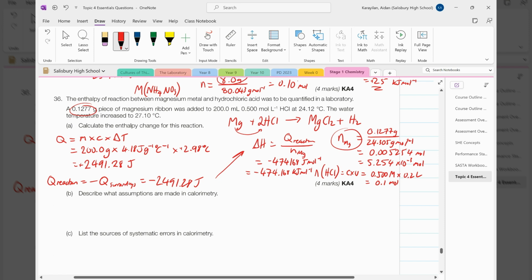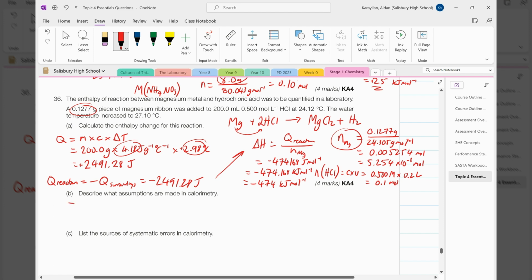Our change has 3. Our heat capacity has 3. So we're going to use 3 significant figures, which will be negative 474 kilojoules per mole. Cool. There's our answer. Now it says describe what assumptions are made in calorimetry. There's probably a few of them.